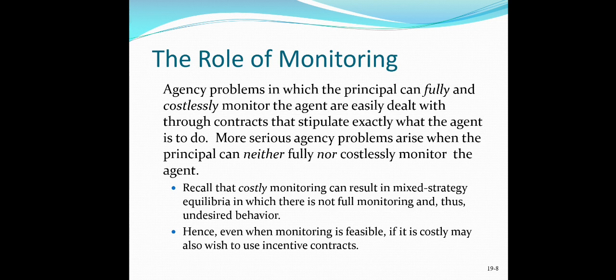One of the monitoring mechanisms used by the principal is auditing. In modern companies, the CEO is responsible for preparing the financial statement. So what does the principal, the board of directors, do to make sure that the CEO produces a true and fair financial statement? The thing that they do is hire auditors. They hire external auditors, and they can also hire internal auditors.